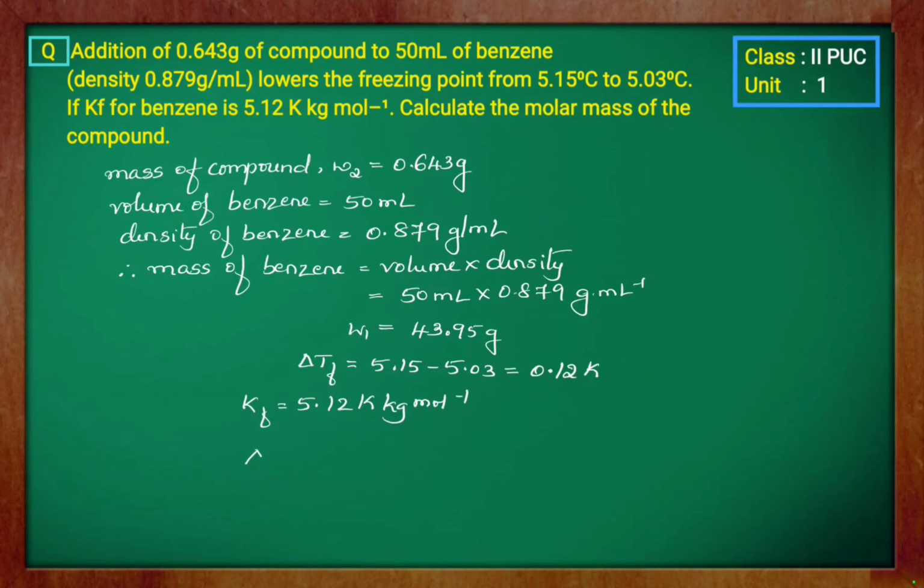So we know that depression in the freezing point delta TF is equal to Kf into molality m. So the formula can be written as delta TF is equal to Kf into W2 into 1000 divided by M2 into W1.